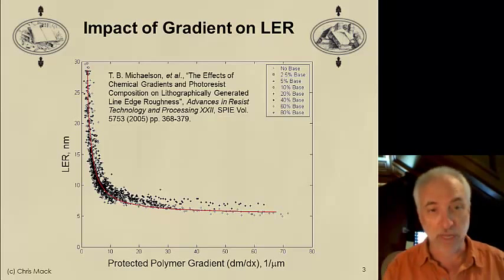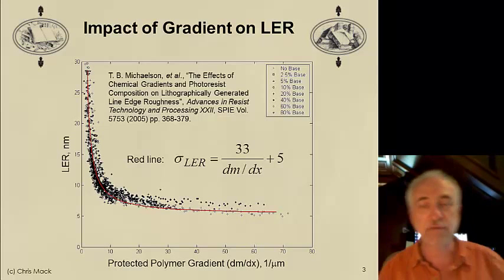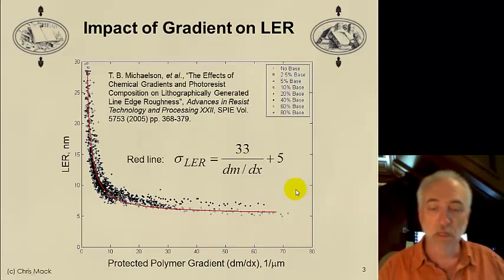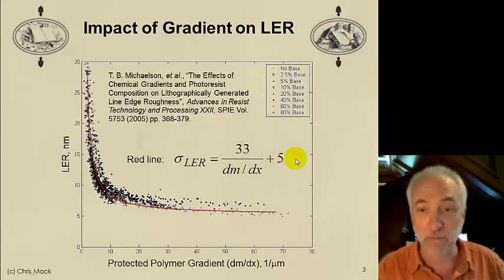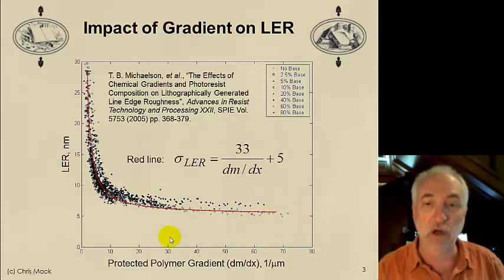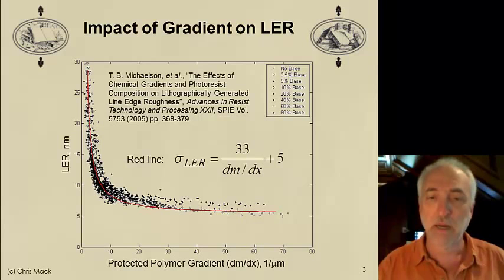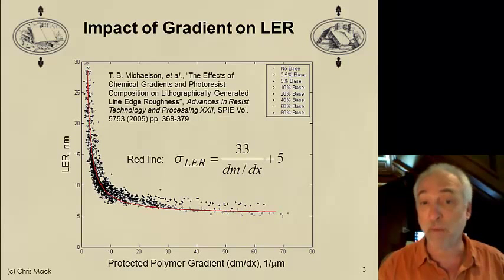Well, I looked at this trend and fit a curve through it, which is this red line. And that red line fit a very, very simple equation. It's a 1 over x dependence plus an offset. So the standard deviation of the LER was some constant divided by this gradient, which is the x-axis here, plus an offset. That is, it goes as a 1 over x dependence, but then it levels off at some fundamental value that you can't really go below. So empirically, we observe this behavior. And in fact, there's lots of other data that seems to show the same kind of behavior as well.